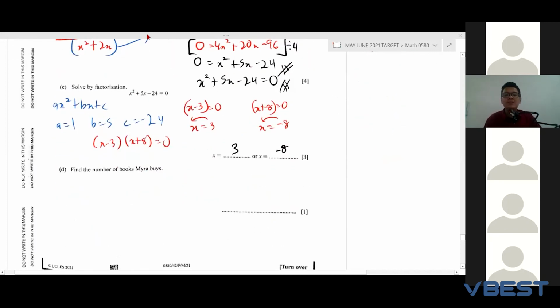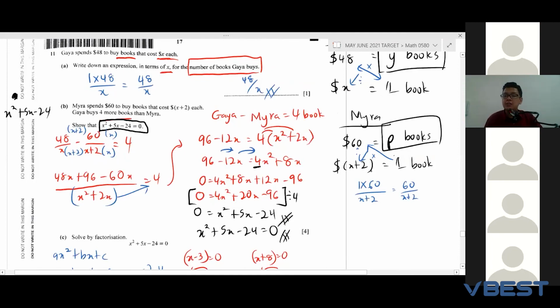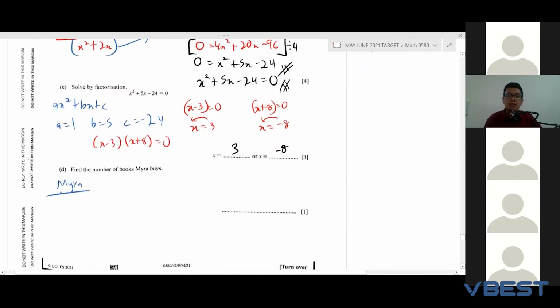Find the number of books that Myra buys. What are the terms for Myra? Myra here is actually what? Myra just now is 60 over x plus 2.